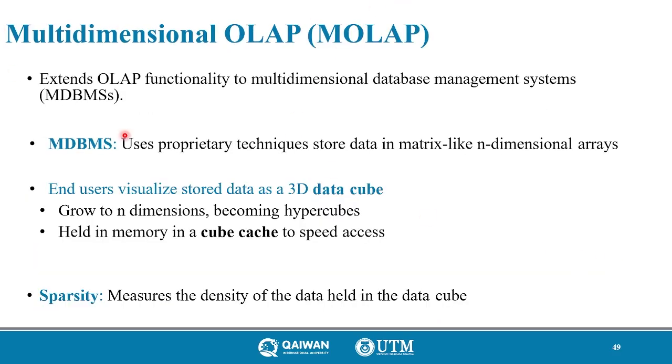Multidimensional OLAP, or MOLAP, extends OLAP functionality to a multidimensional database management system. A multidimensional database management system uses proprietary techniques to store data in matrix-like n-dimensional arrays. End users visualize stored data in a 3D data cube. Growing to n dimensions, it becomes a hypercube held in memory in a cube cache to speed access. Now we have sparsity, which measures the density of the data held in a data cube.